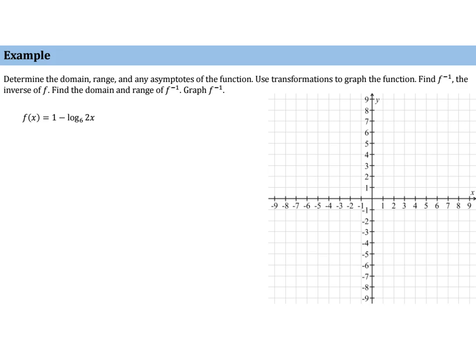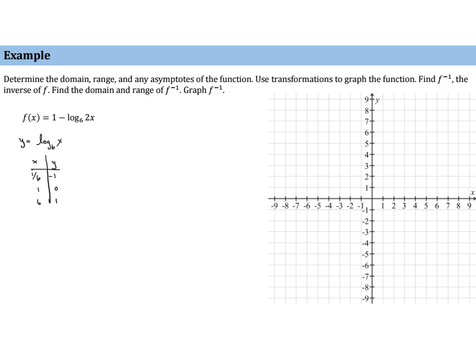We will look first at the parent function, y equals log base 6 of x. So our x and y is there. Would be -1, 0, and 1 for y. And then we would have 1/6, 1, and 6. These are just from the guide points.